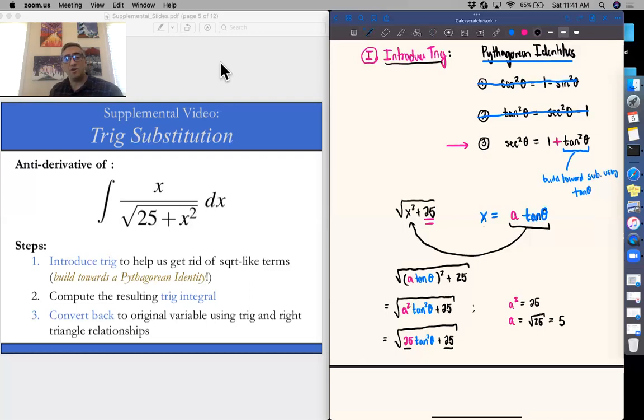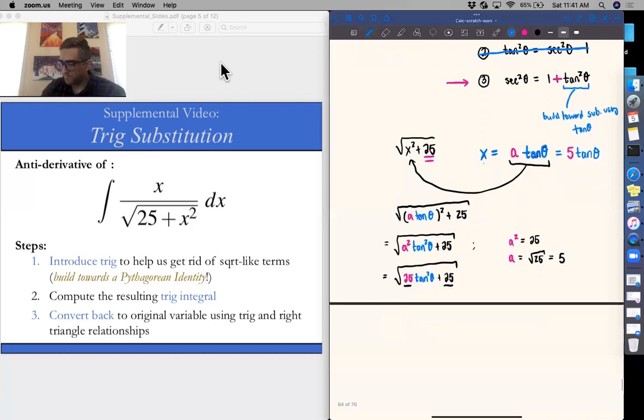Now, before we actually go ahead and do that, I want us to also be sure of, well, we just called the number a was equal to 5. So when we go back to our substitution above, we can write that more specifically. So x is actually equal to a, or 5, times the tangent of theta, since we've already defined what a is, based on helping us out under that square root.